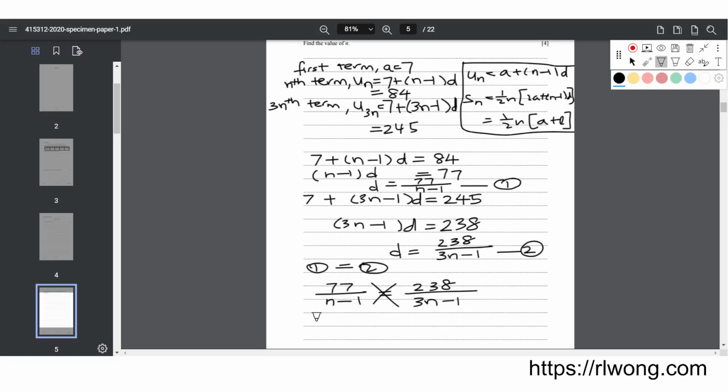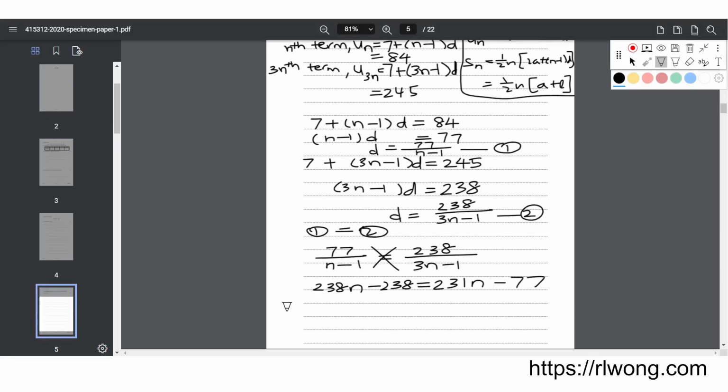Do a cross multiplication, I have 238n minus 238 equals, I'll take 77 times 3, which gives me 231n minus 77. So next, I'm going to put all the n together. So 238n minus 231n gives me 7n. Then I'll bring this over, so I have 238 minus 77. So I'm going to type everything into the calculator. So I'll get n equals 23.